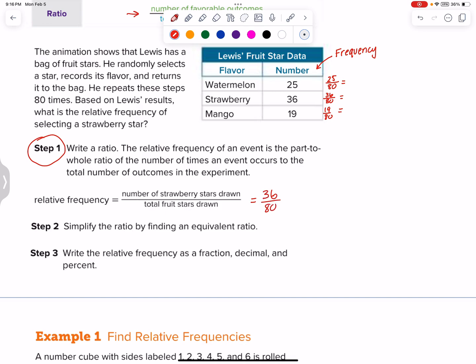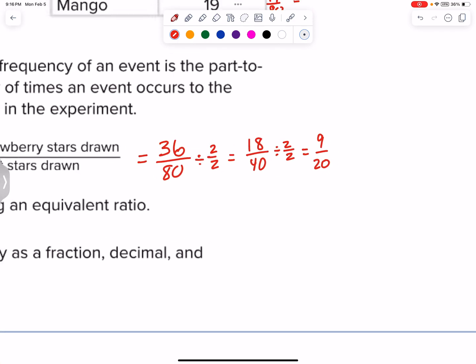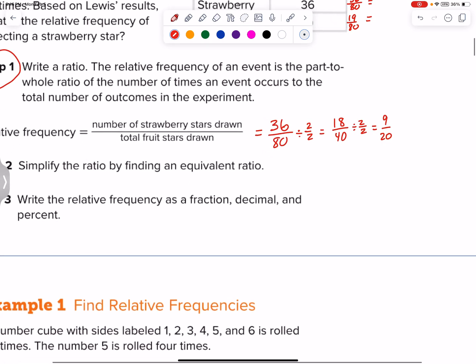Now simplify the ratio by finding an equivalent ratio. If we're not sure, we could divide by 2 over 2. What's half of 36? 18. Half of 80 is 40. Then we could divide by 2 over 2 again, and we would get 9/20ths. And that's it. We can't simplify that anymore, so we have that simplified down. We found an equivalent ratio.